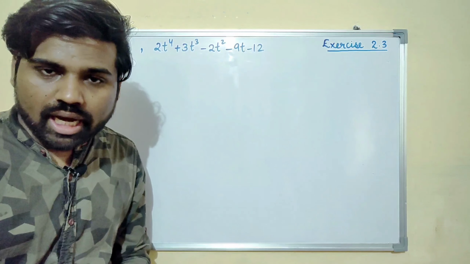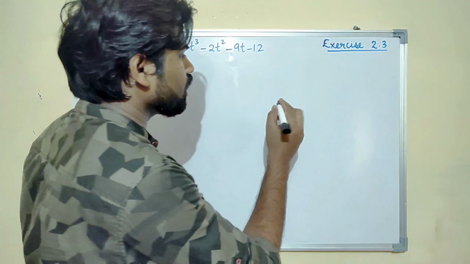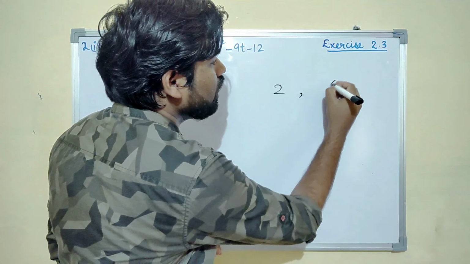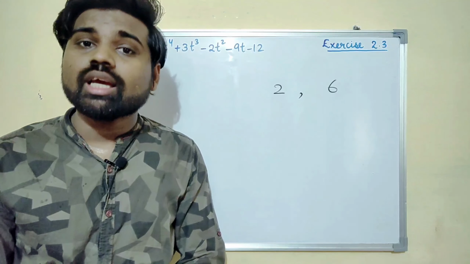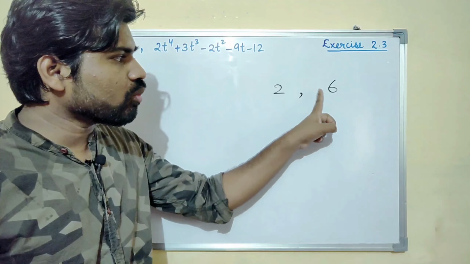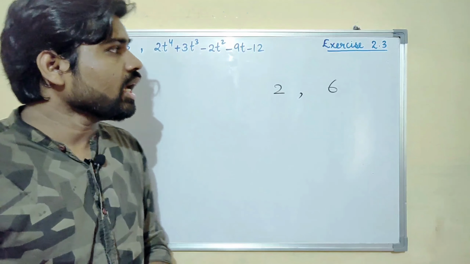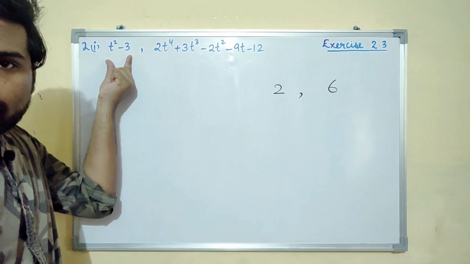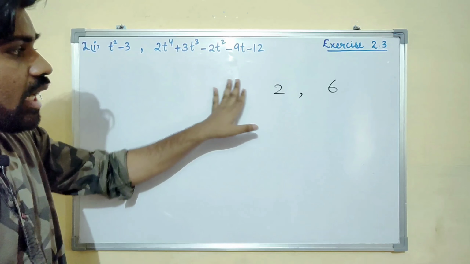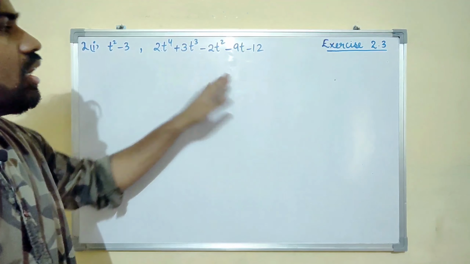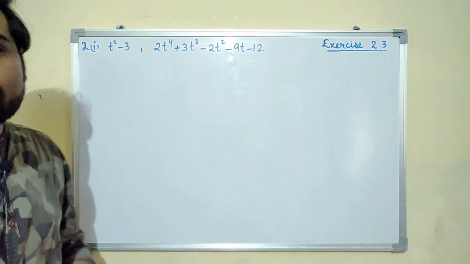Now what we have to do is just forget this question. Let me ask you another question. Whether 2 is a factor of 6. You will say yes, right? Because if you divide 6 by 2, you will get remainder as 0. Similarly, here they are asking whether t square minus 3 is a factor of this polynomial. So that means we have to divide this polynomial by t square minus 3.